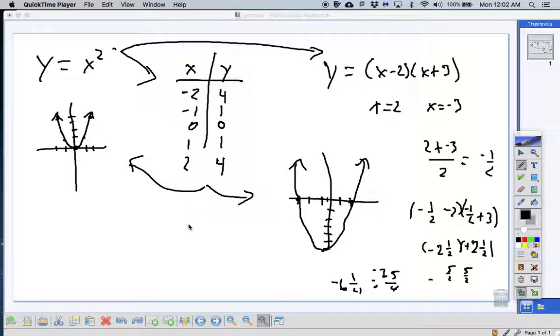So that's how you factor by hand. Or excuse me, not how you graph by hand, not factor. If you have any questions, please make sure you ask.